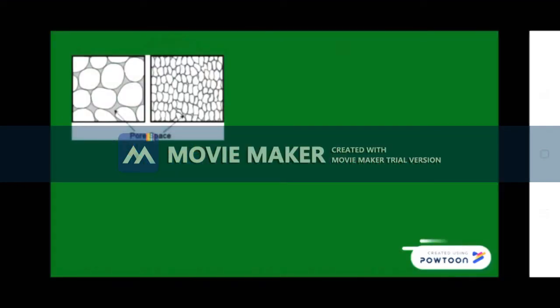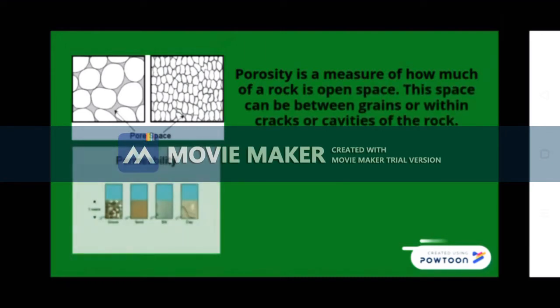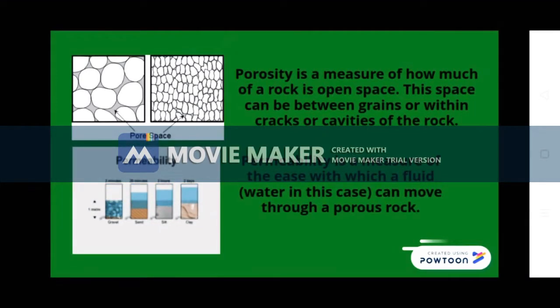Porosity is a measure of how much of a rock is open space. This space can be between grains or within cracks or cavities of the rock. Permeability is a measure of the ease with which a fluid, water in this case, can move through porous rock.